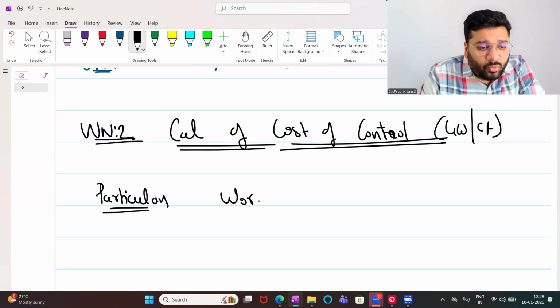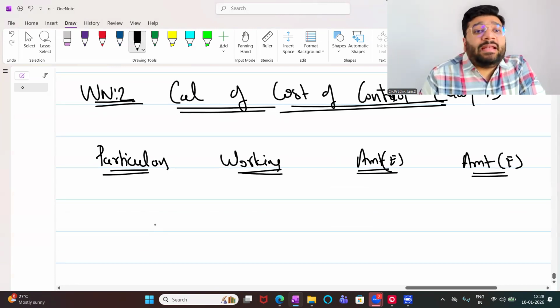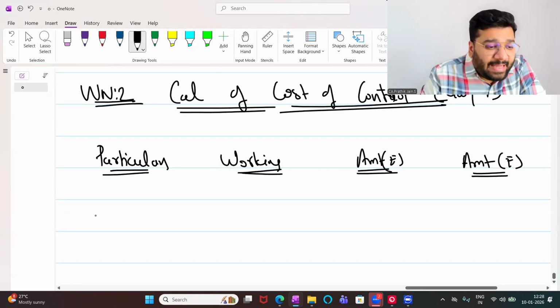Particulars, workings, amount inner column, amount outer column. Please tell me, what is the total money that you have paid to acquire 80% shares in S Limited? 10 lakh rupees. Very good.